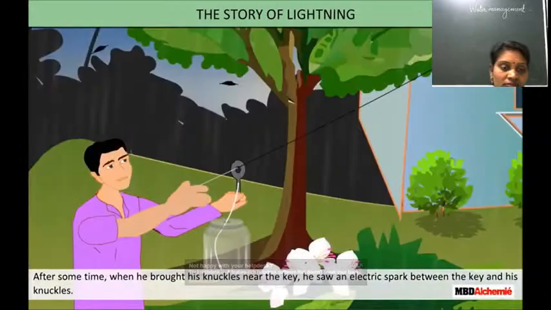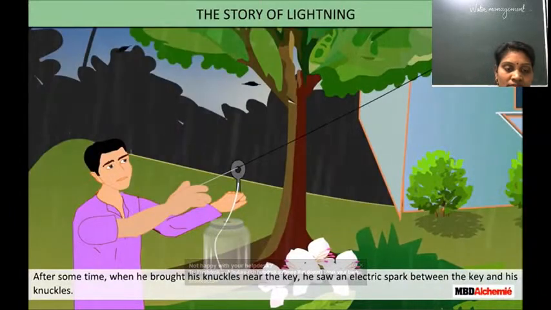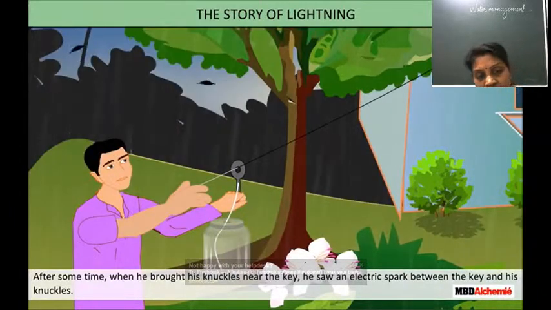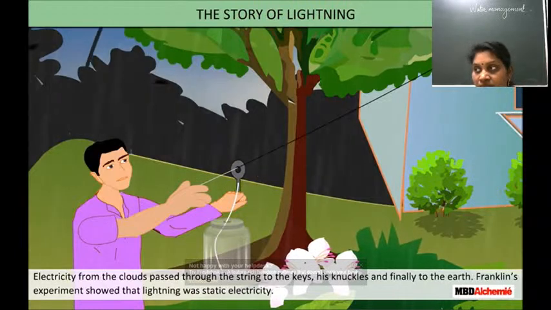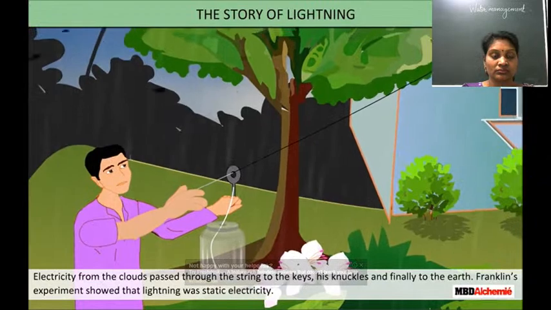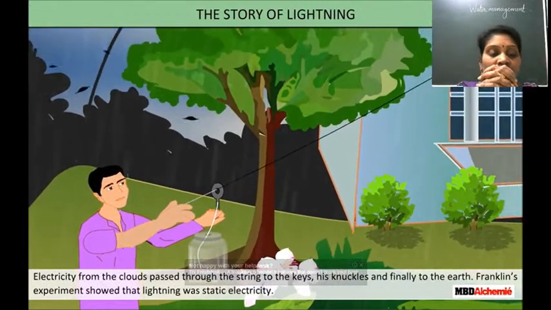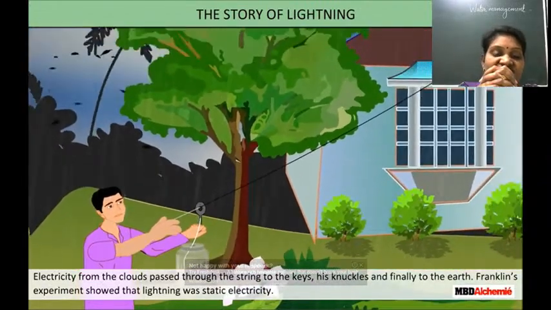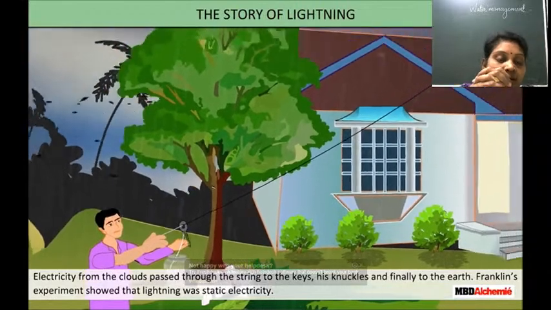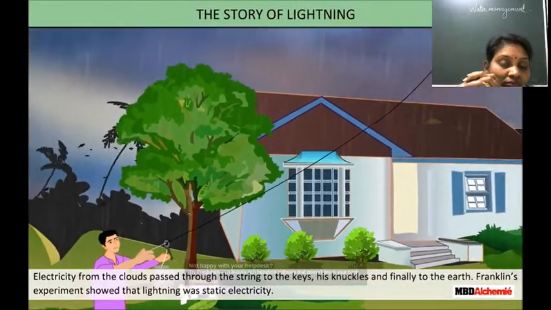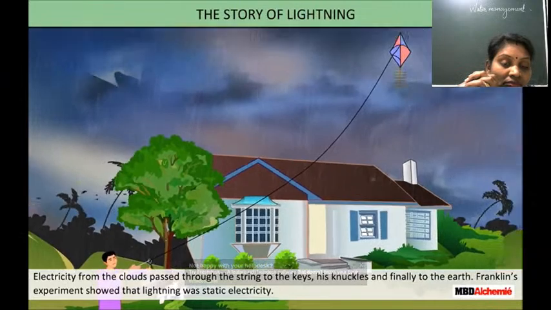After some time, when he brought his knuckles near the key, he saw an electric spark between the key and his knuckles. Electricity from the clouds passed through the string to the key, his knuckles, and finally to the earth. Franklin's experiment showed that lightning was static electricity.